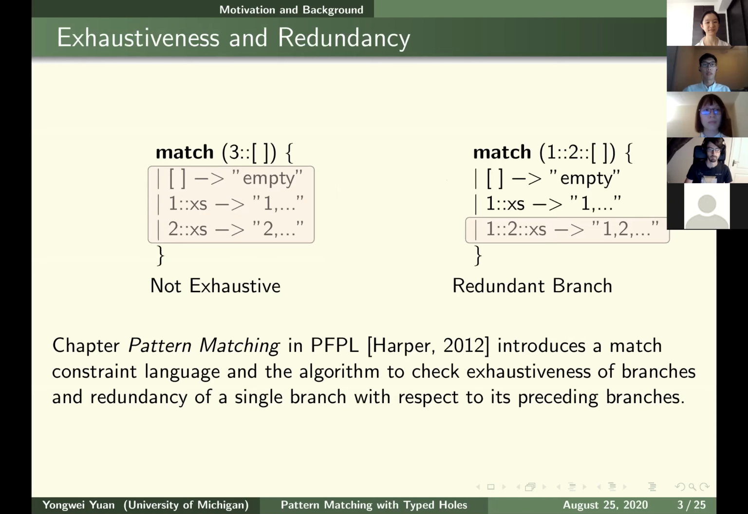That brings up the question, what would happen when none of the branches will be taken? The answer is that we would either have a runtime error or some exception raised, which is not good. Therefore, we want to ensure the coverage of the branches, or in other words, exhaustiveness. The other question is that if we have a branch so that any expression that matches its pattern also matches one of the patterns in its preceding branches, that means the branch can never be reached. Such a branch is actually redundant.